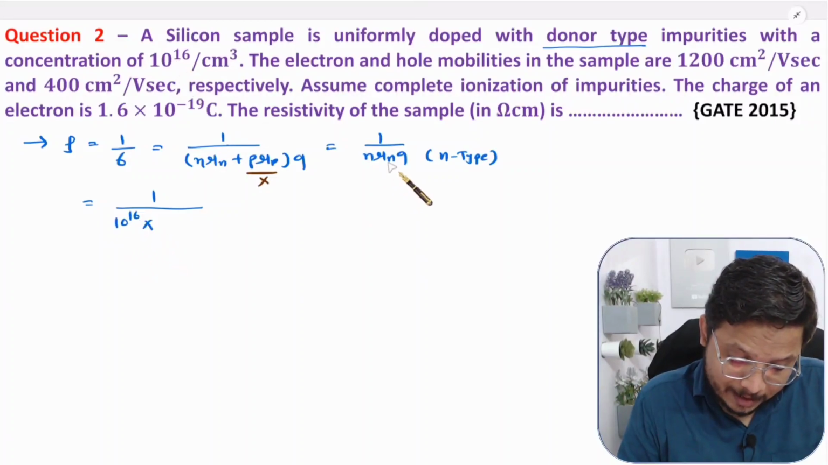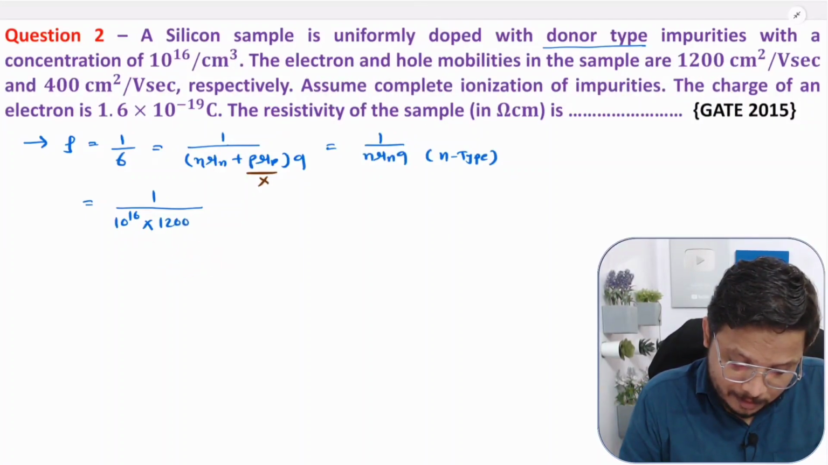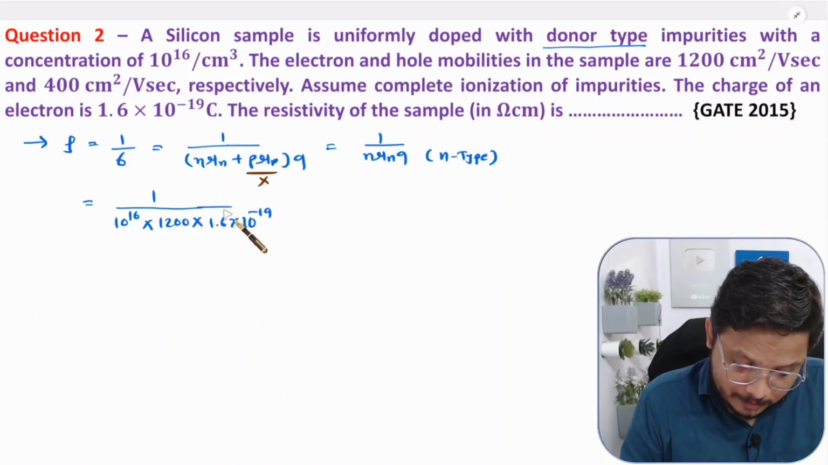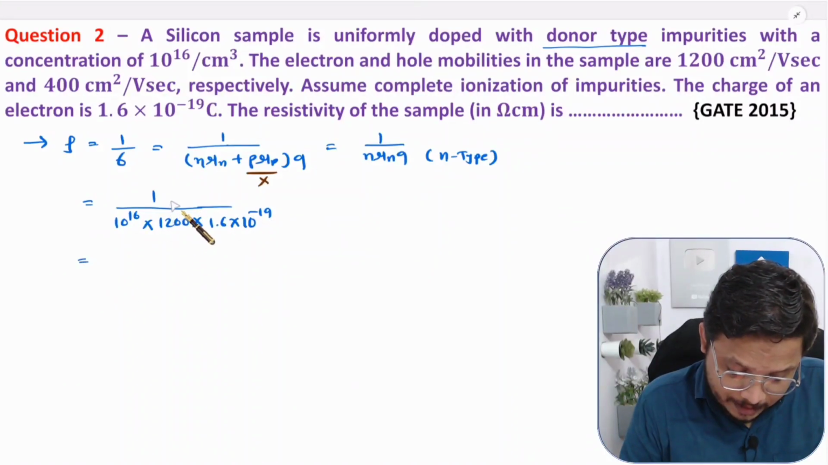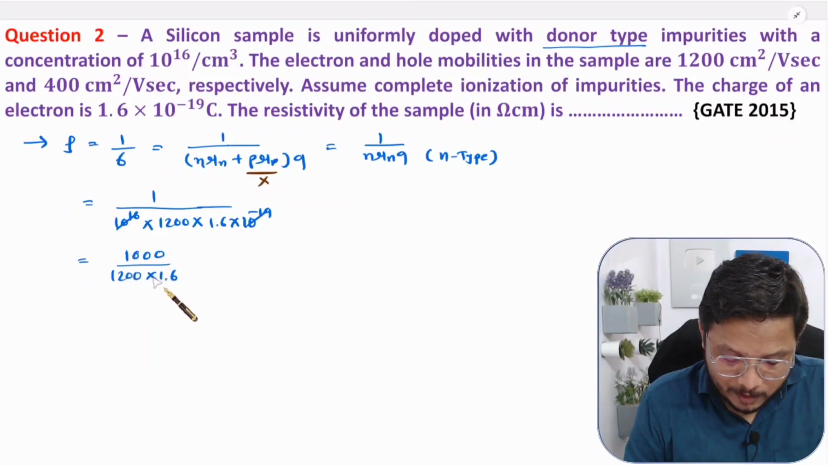Then mu n. So electron and hole mobilities are given. The electron mobility is 1200, and the charge we need is 1.6 into 10 to the power minus 19. So now you have this 10 to the power 16 and 10 to the power minus 19, which make 10 to the power minus 3 in the denominator. So in the numerator that will be 1000, and 1000 divided by 1200 into 1.6. This is what you have to solve.